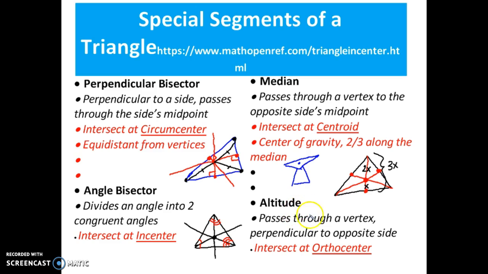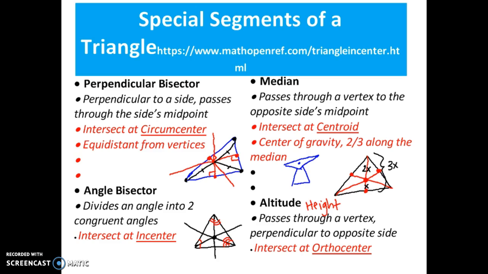Then your altitude, remember we always say that the altitude means the same as height. And we talked about how your height has to make that right angle with the base in order to be the height, because you don't measure something slanted, right? You go see how tall it is from the ground going straight up and down. So the altitude goes through a vertex, and instead of going to the midpoint like a median, it's going to go straight down to the other side and make that right angle.